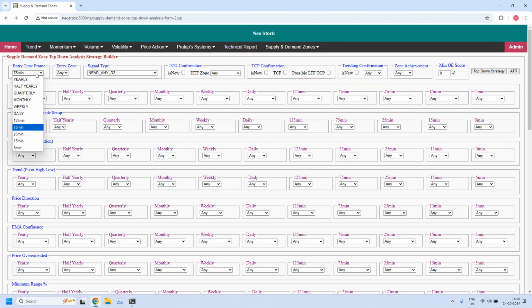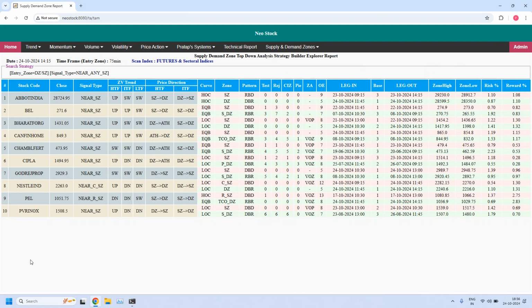Okay, next for 75 minutes time frame, let us find the stocks near 75 minutes supply zone. 10 stocks are filtered. Let's identify high liquidity 75 minute supply zones, if any. So Nestle is having a high liquidity 75 minute supply zone. Next, PEL is having a high liquidity 75 minute supply zone. That's it. So we identified 2 high liquidity 75 minute supply zones from this list.